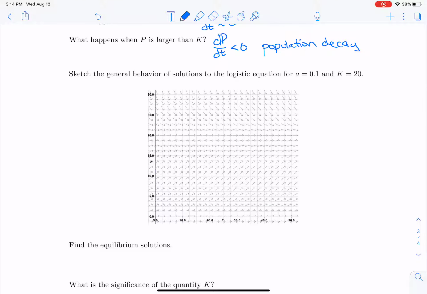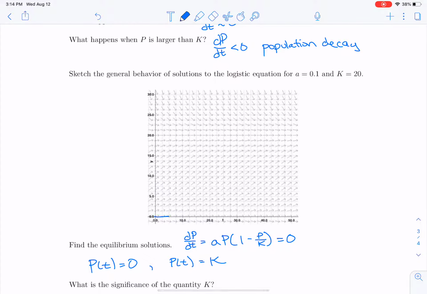Okay, so I can fill in a few of these solutions. Let's think about the equilibrium solutions, because it's always nice to put those in. If we're looking at dP/dt = aP(1 - P/K) and we set that equal to 0, we notice there are two equilibrium solutions, P(t) = 0 and P(t) = K. If the population starts at 0, there can be no reproduction, so it remains at 0 for all time. This was true of the exponential growth model. But now, if the population starts at K, in this case 20, notice that it has horizontal slopes, and so if the population starts at K, it remains at K.